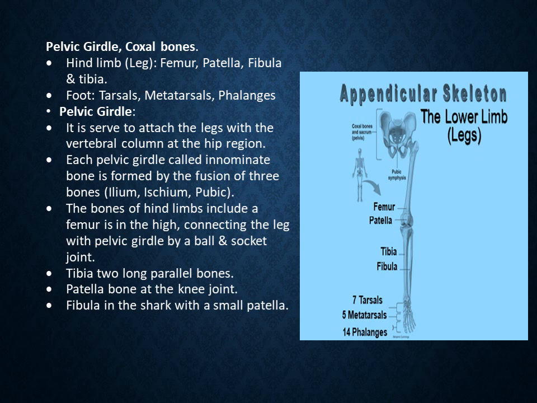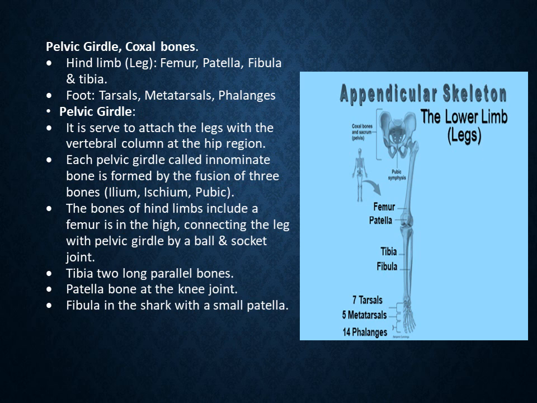Now let's move to the hind limbs of the appendicular skeleton. The hind limbs consist of the pelvic girdle, coxal bones, femur, patella, fibula and tibia. The foot consists of tarsals, metatarsals and phalanges. The pelvic girdle serves to attach the legs with the vertebral column at the hip region. Each pelvic girdle is called the innominate bone, formed by the fusion of 3 bones: ilium, ischium and pubic bone.